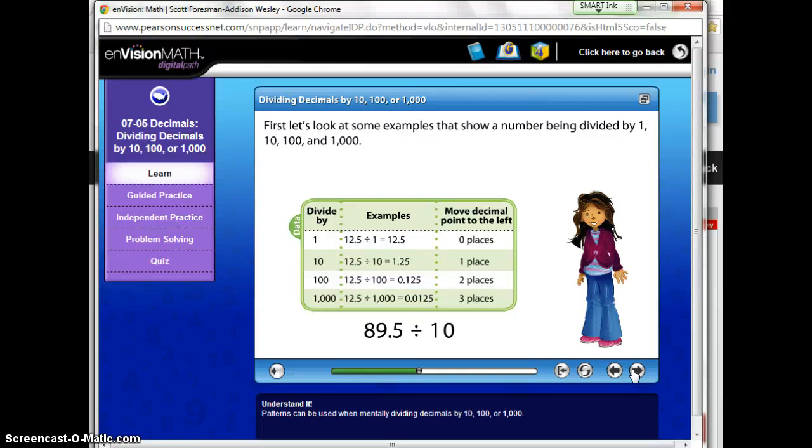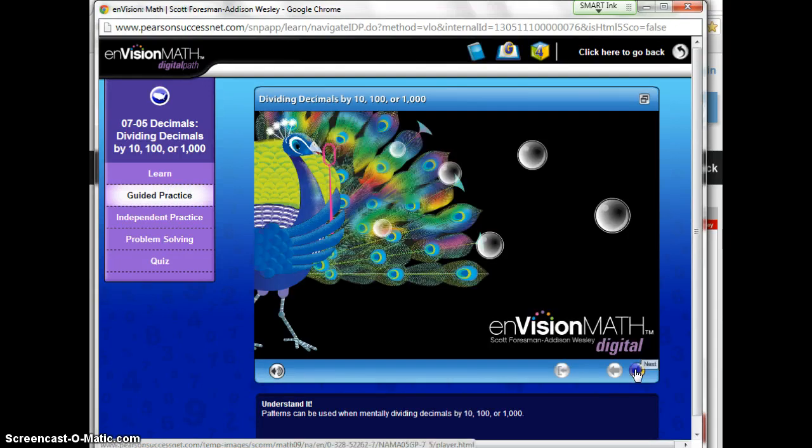Let's take a look at this pattern. If you divide 12.5 by 1, you get 12.5. If you divide it by 10, you move your decimal one spot to the left and get 1.25. If you divide it by 100, you move your decimal 2 spots to the left and you get this. Of course, you don't need that first zero. And in this case, if you divide by 1,000, you actually need to add another 0. So that is what we're doing today. Let's take a look at our first example.